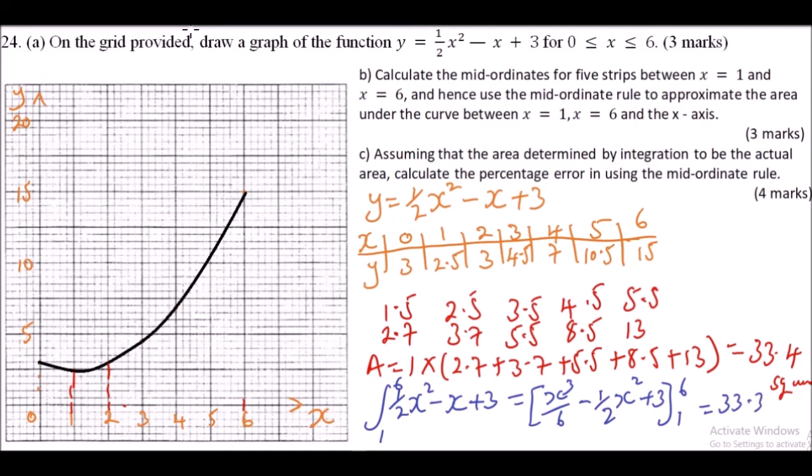Now, to calculate the percentage error, let me use this space here. You subtract 33.4 minus 33.3, that will give you 0.1. You divide by the actual area which we have obtained by integrating, 33.3, and you multiply by 100. And when you compute that, you'll be able to get the percentage error is 0.3%. So that's how you work out that question.